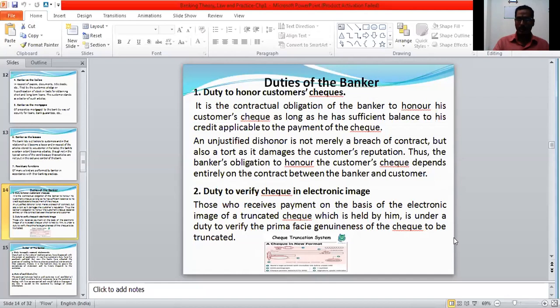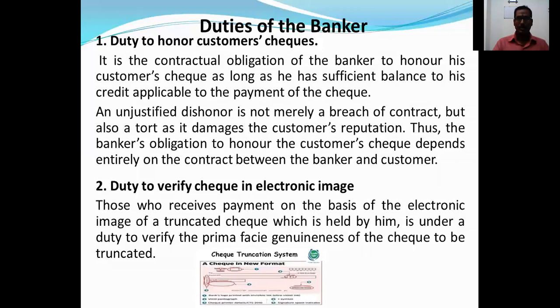In the last class, we discussed who is a banker, who is the customer, what are the duties of a banker, and what comprises a customer. A customer is someone who has an account in a bank. It may be any kind of account. It may be a savings account, a current account, or a fixed deposit. But whatever it is, someone having an account is considered to be a customer.